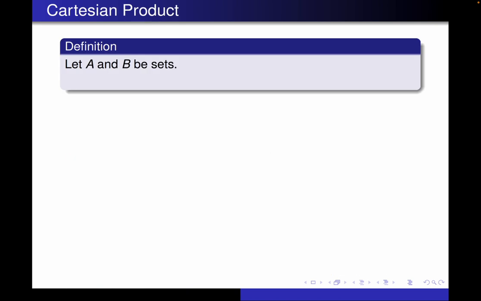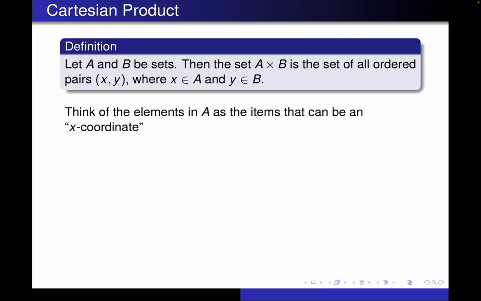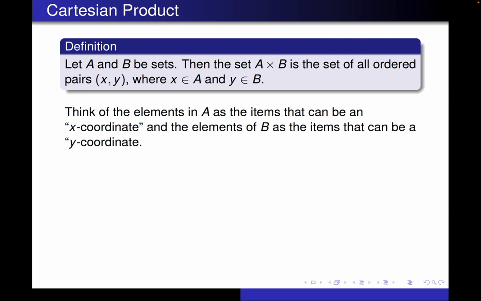So this is called the Cartesian product. If you have two sets A and B, and they could be the same set, but they could be different as well, then the set A cross B, the Cartesian product of A and B, is the set of all ordered pairs x comma y, where x is contained in A and y is contained in B. You can think of the elements of A as the items that are allowed to be the x-coordinate. A is kind of like the x-axis, if you want to think of it that way. And the elements of B are the items that can be a y-coordinate. So you can think of B as being the y-axis.